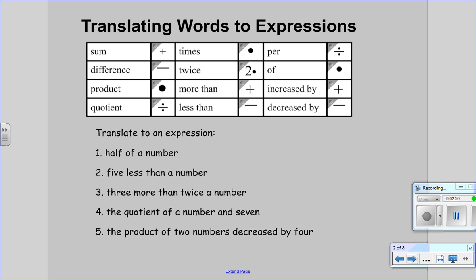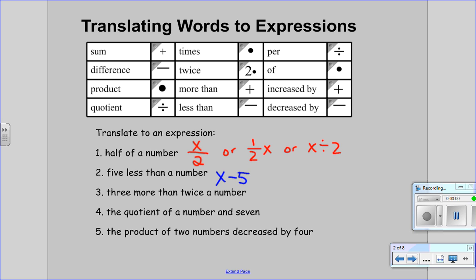Half of a number. The number is what we don't know. We'll call that x. And half of it means that we would divide it by 2. There are other ways you could express this. You could write it as 1/2 times x, or you could call it x divided by 2 this way. Either way, it's half of that number x. 5 less than a number would be x minus 5.